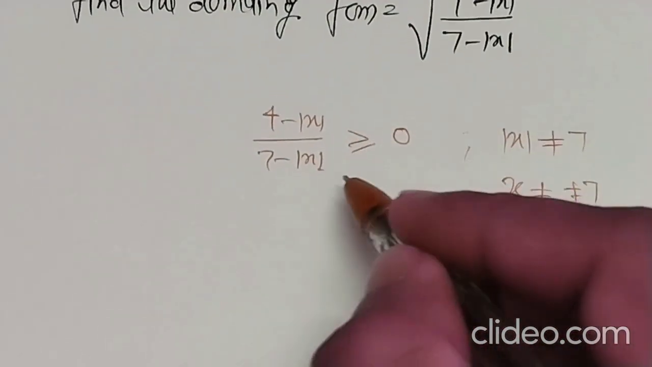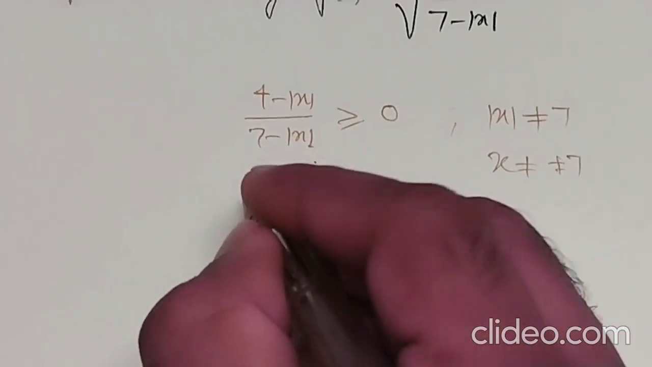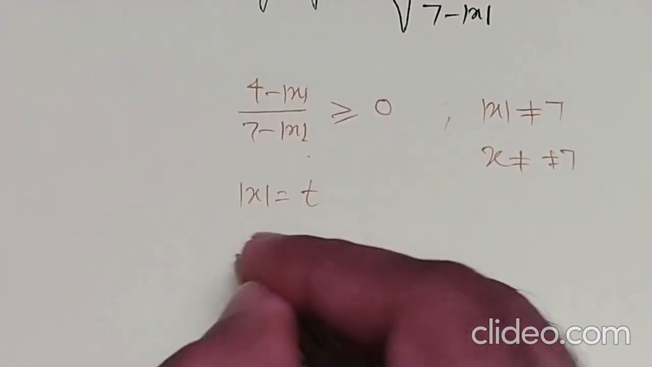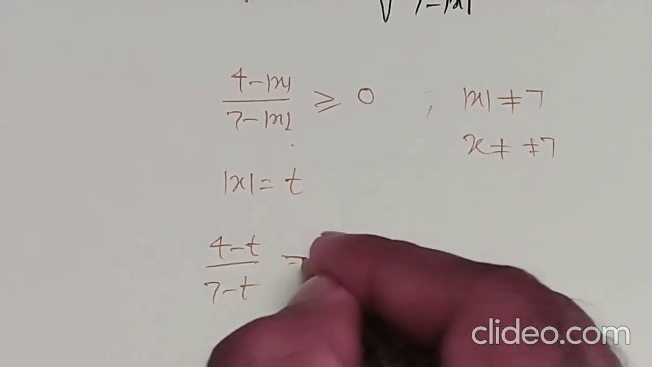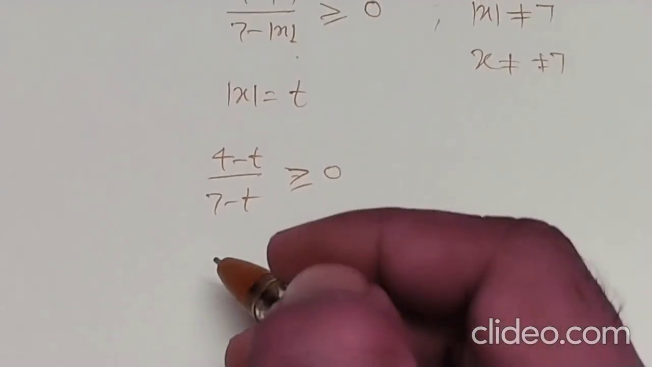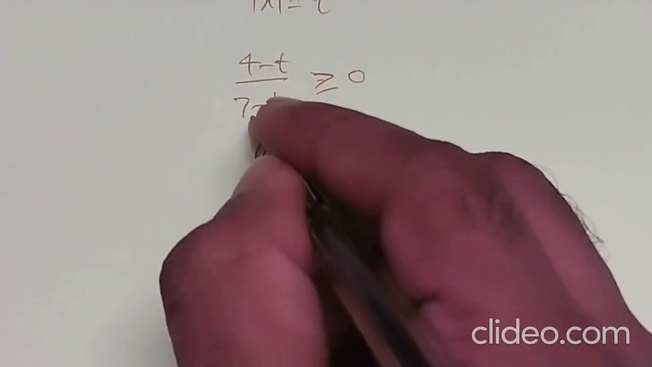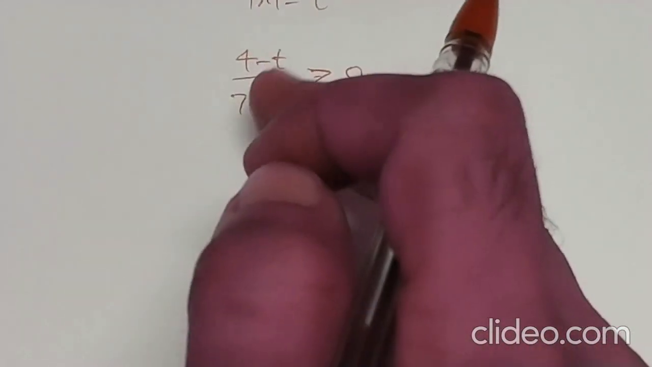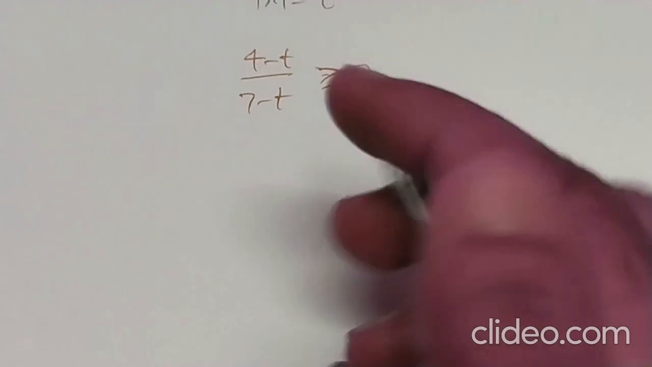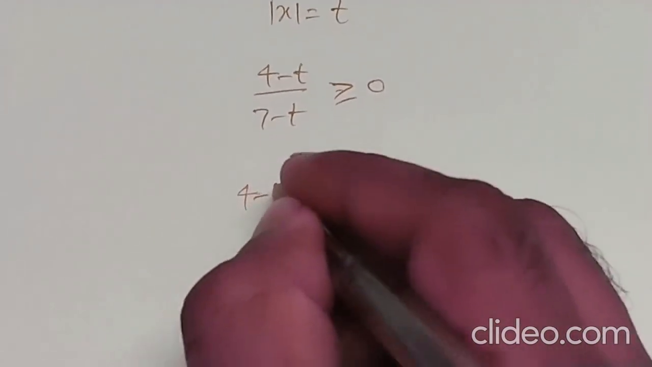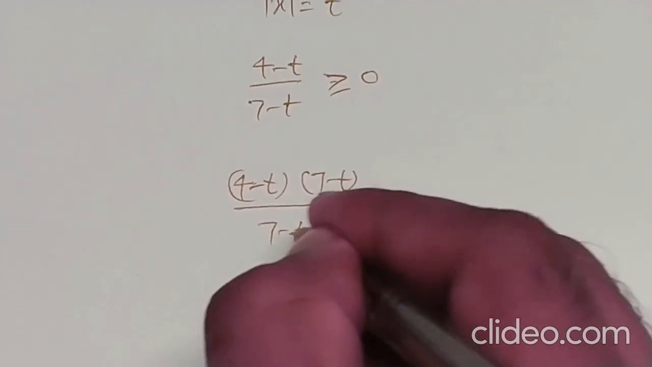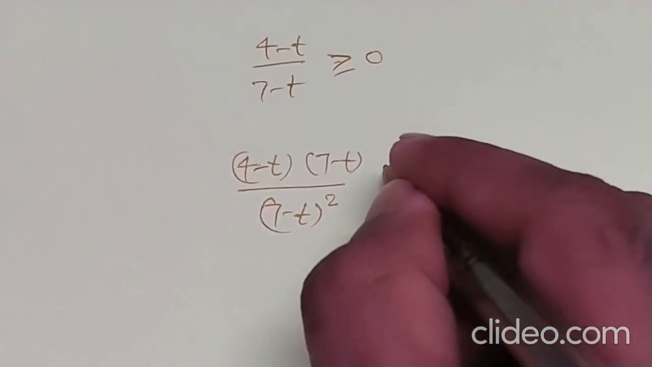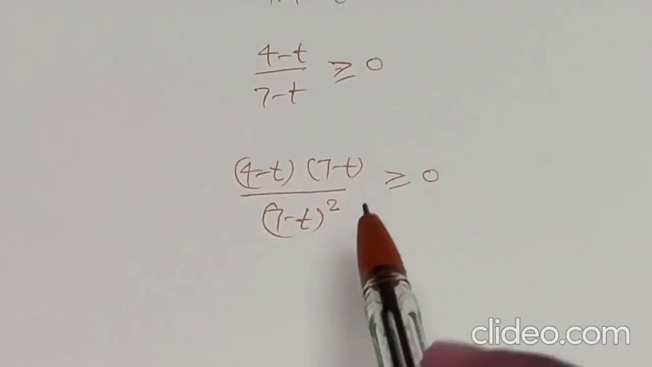Now to get the domain, we have to solve this inequality. So let us assume |x| = t. So we have (4 - t)/(7 - t) greater than or equal to 0. Now we can multiply by (7 - t) in numerator and denominator. So what will we get? (4 - t)(7 - t)/(7 - t)^2 should be greater than or equal to 0.